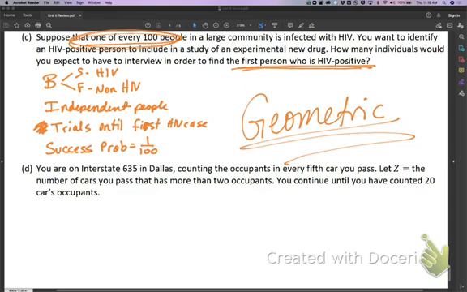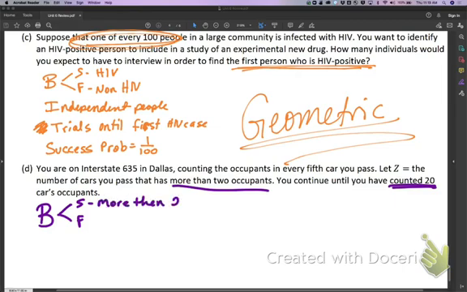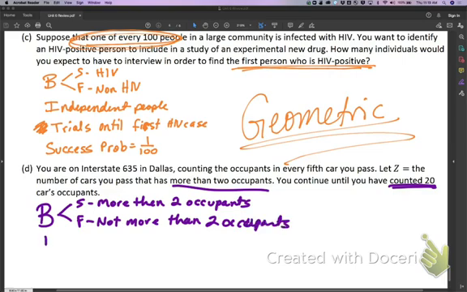For our final one, you are on Interstate 635 in Dallas, counting the occupants in every 5th car that you pass. Let Z equal the number of cars you pass that has more than 2 occupants. You continue until you have counted 20 cars' occupants. We have success and failure. Success is more than 2 occupants. Failure is not more than 2 occupants. Okay. We do have independent cars.